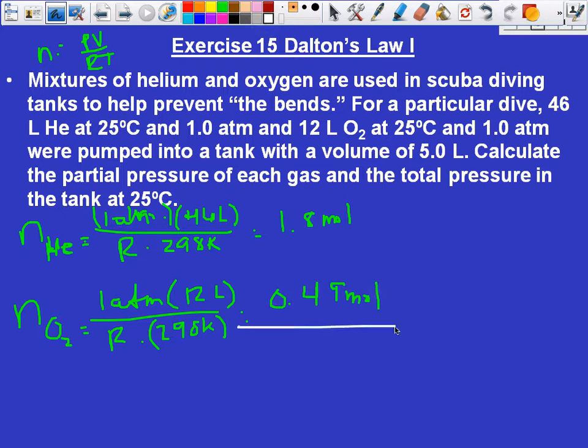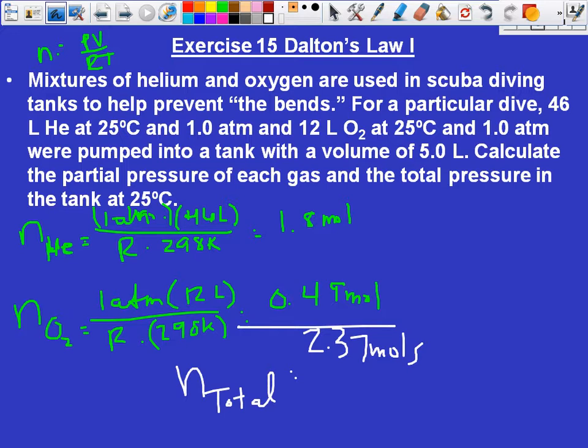Let's just go ahead and do this. You're also going to need n total. So all we're going to do is just add this up, and that's going to give you 2.37 moles total. Okay, so that's what's going to give you there. All right, so we have our total moles. So let's think. Do we have the ability to find our total pressure? Well, we should. Think about that.